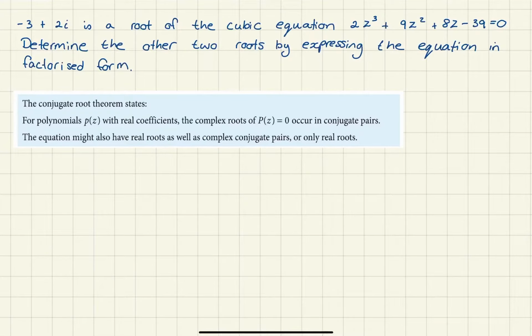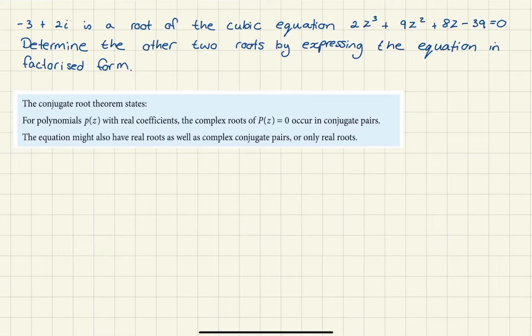So let's have a look at the question first of all. It says negative 3 plus 2i is a root of the cubic equation 2z cubed plus 9z squared plus 8z minus 39 equals 0. Determine the other two roots by expressing the equation in the factorized form.